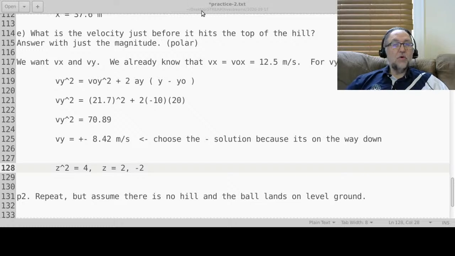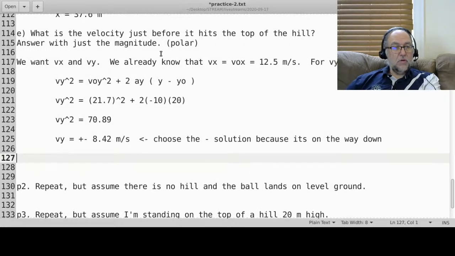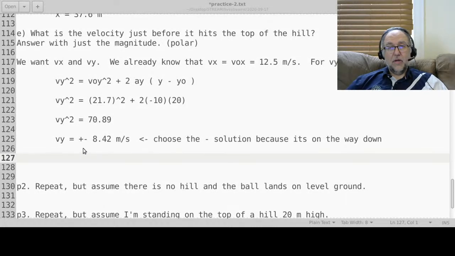Okay, so that was just for an example, but when you take the square root of the 70.89, you're going to get 8.42, but you have both a positive and a negative. And you might say, well, what does that positive and negative mean, and which one do I want? Well, think about it. It passes the 20-meter mark twice, once on the way up, that's your positive root, and once on the way down, it's the negative root. So choose the negative solution because it's on the way down, okay?